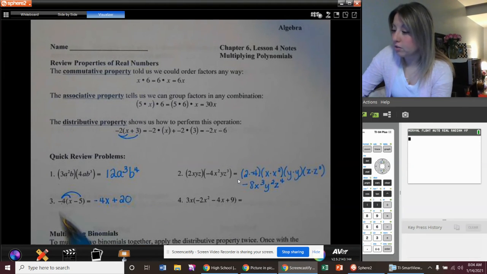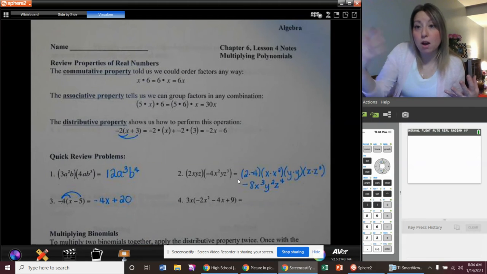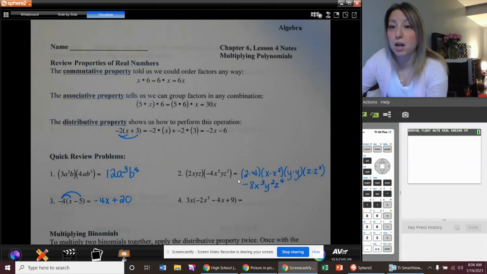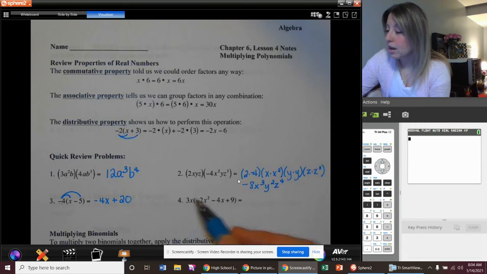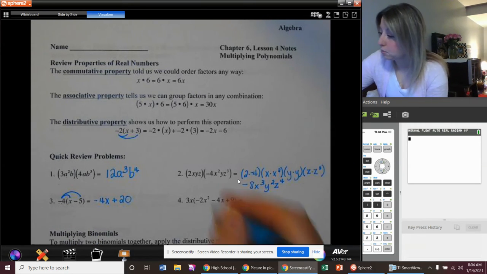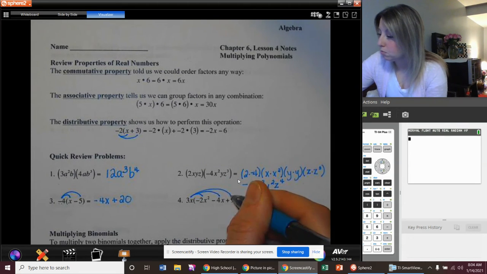Distributed, right? Negative times negative gives me that +20. So you do have to pull that sign throughout the parentheses in multiplying as well, okay, of this front term. And number 4, you got a 3x back here. And so let's distribute that 3x, right, by all these terms.